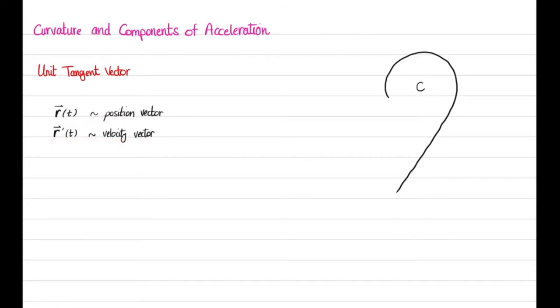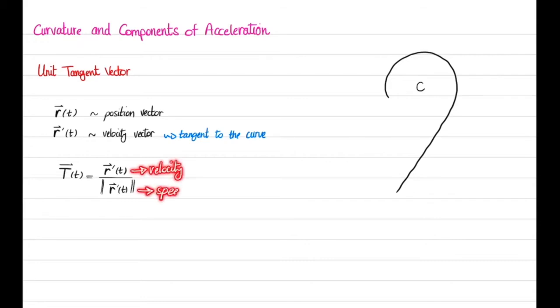And we also know that to define a unit vector, we need to divide that vector by its magnitude. So since here we want to define a unit tangent vector, and we know that the velocity vector is tangent to the curve, the unit tangent vector to the curve will be defined as this vector here, where this is the velocity and this is the speed, or the magnitude of the velocity.